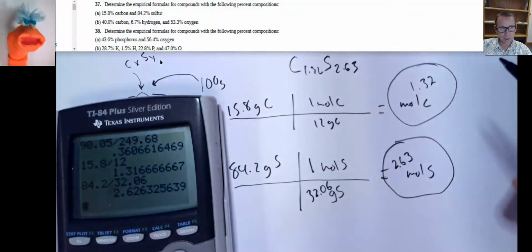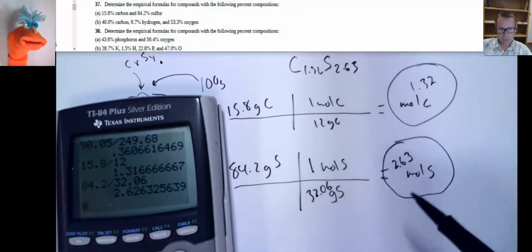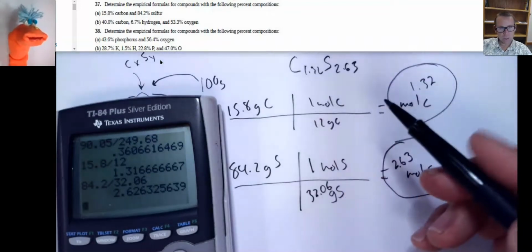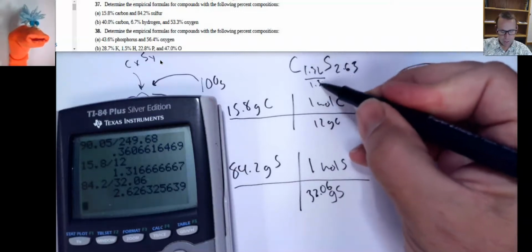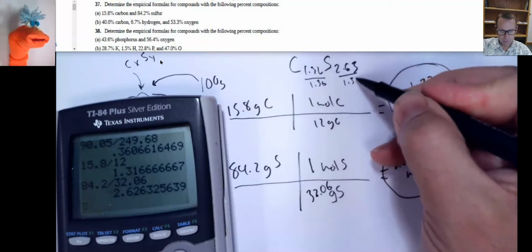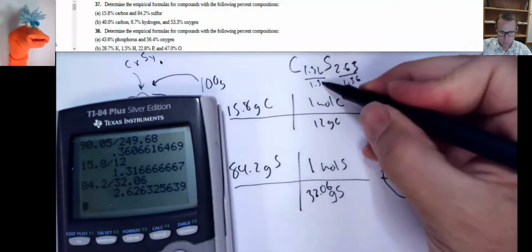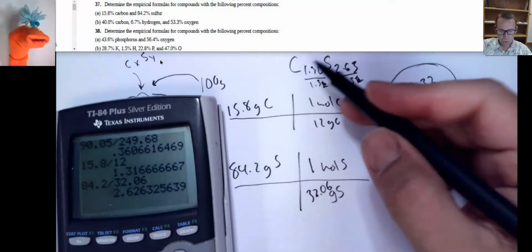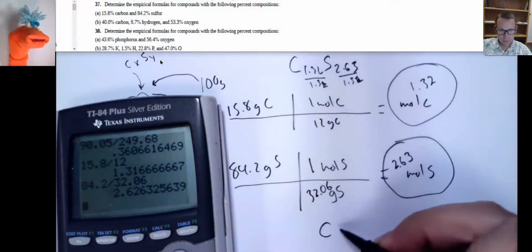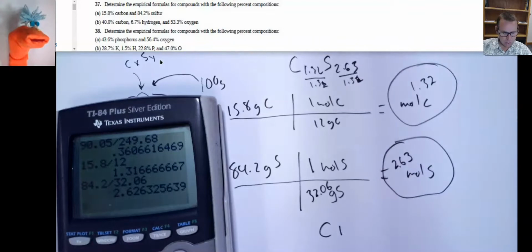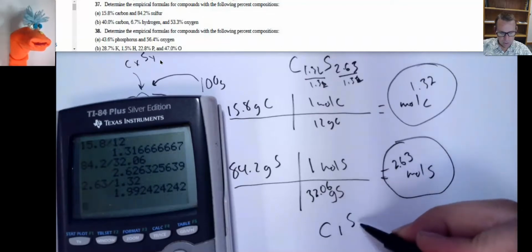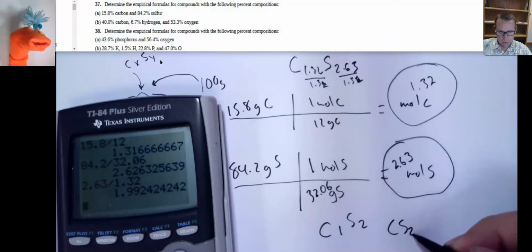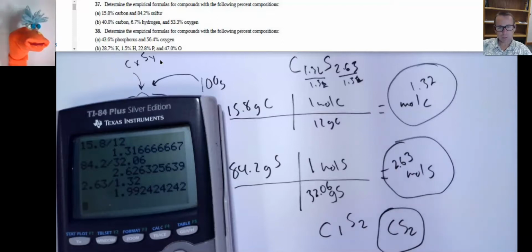But that's not the end, right? No, that's not it. We're not done yet. We need to now find the simplest whole number ratio. Oh, I remember this part. Divided by the smallest number. That's right. If we divide by the smallest number, it makes one of them go right to, this is 1.32, sorry, go right to 1. So if we did that, then I would have C1, 2.63 divided by 1.32. That's 2. So I have C1 S2, or CS2 as our empirical formula.